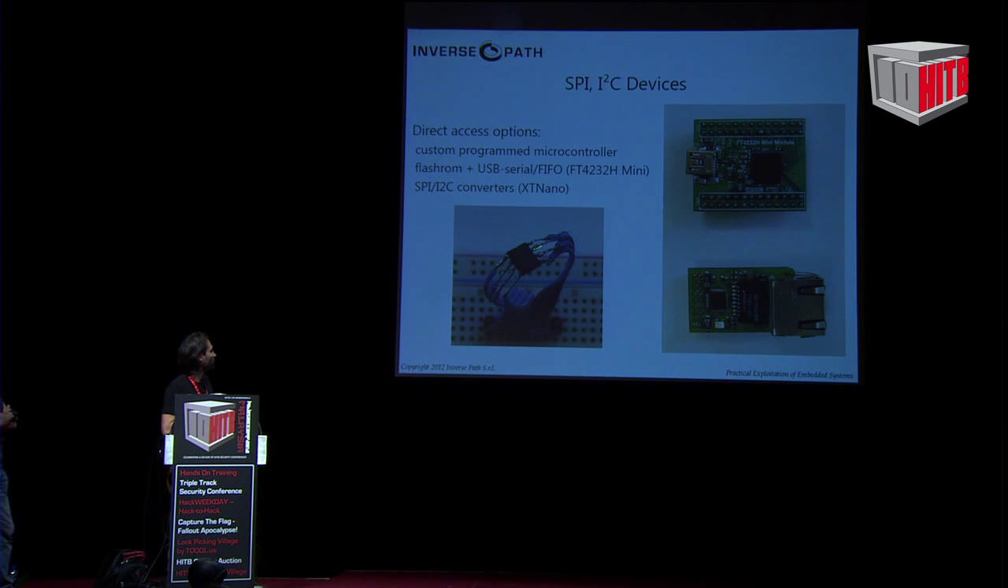This is an SPI memory desoldered from the board, and in this way using tools like the FTDI module. This module here is an SPI to Ethernet converter, called XT Nano. As you can see, they are very, very small. This is an RJ45 connector. This is a mini USB connector, just to give you an idea of the dimension of this thing.